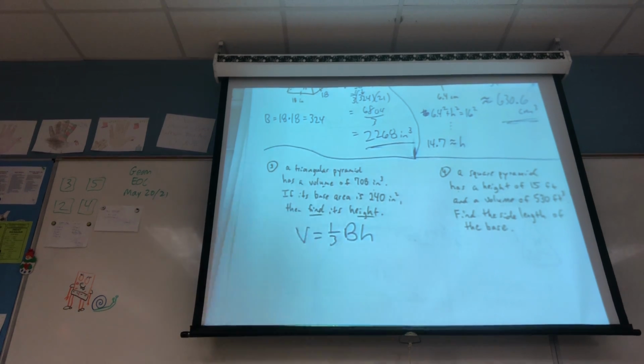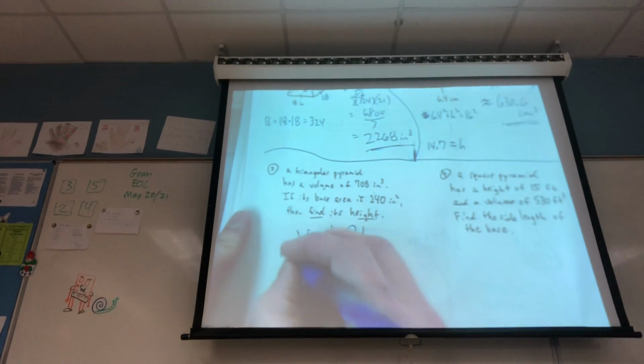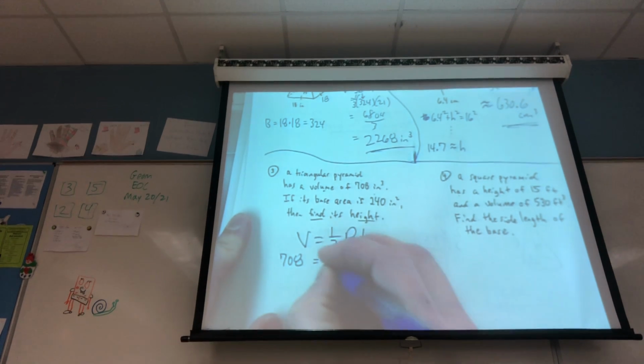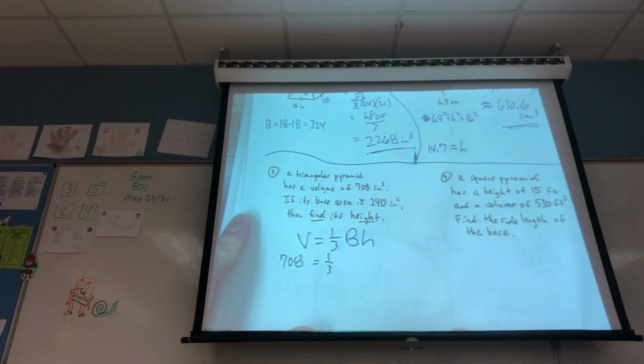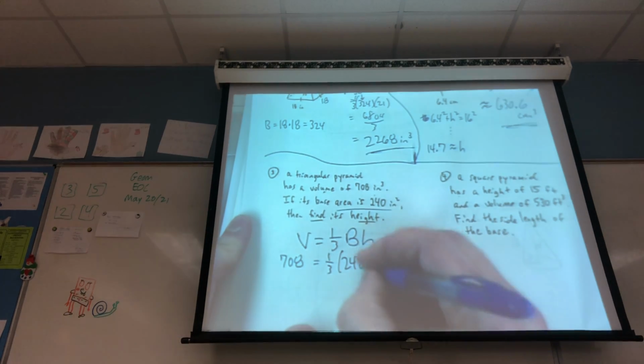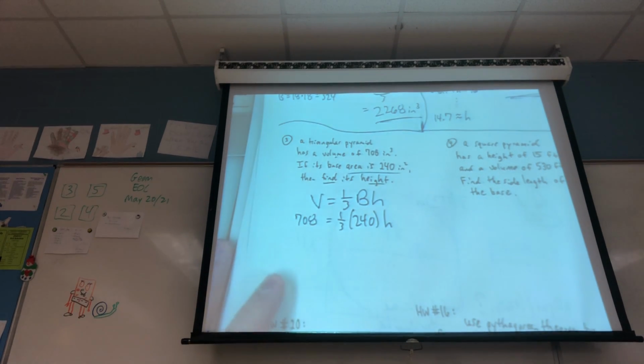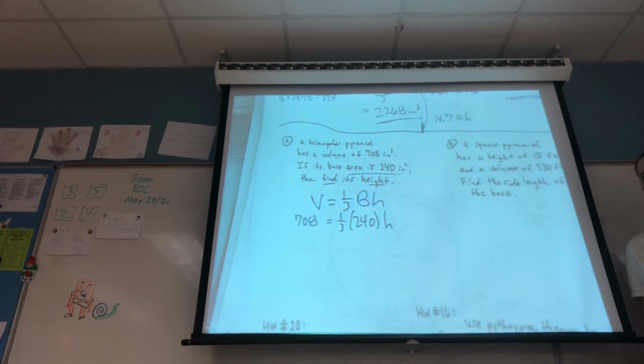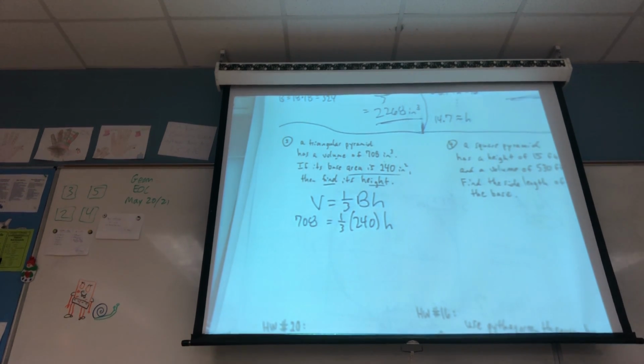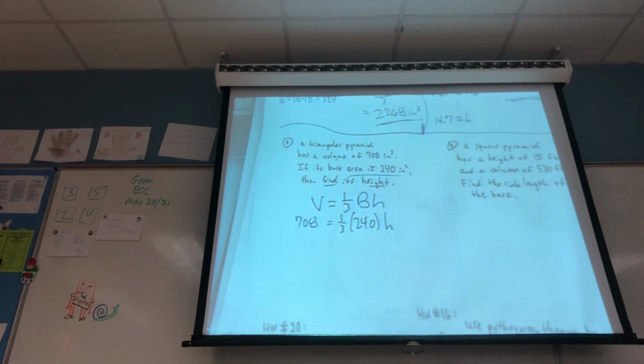All right, in place of V, we're going to put 708. In place of capital B, they give us that direct number, so put a 240. And H is H, that's what we're solving for. All right, who can raise their hand and tell us how we're going to start solving for H here? There are a couple different ways you can start from here. Sophia? Multiply each side by 3. Okay, you can get rid of the 1/3 if you want to start off.